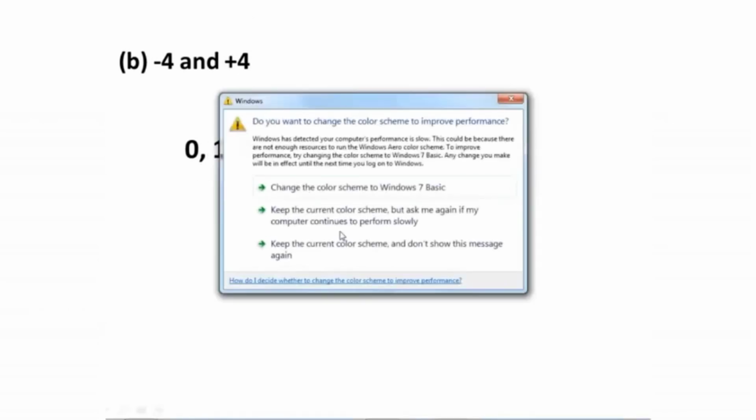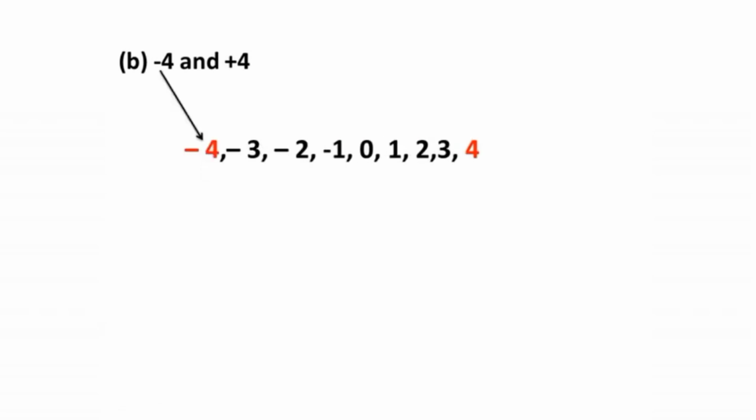Let's see minus 4 and plus 4. You know the positive values come on the right hand side and the negative values come on the left hand side. I have written 0 here. Let's take the right hand side. So 1, 2, 3, the range up to 4. 0 to 4 means 0, 1, 2, 3, and the last value is 4. Now let's take the left hand side: minus 1, minus 2, minus 3, and the last one is minus 4.